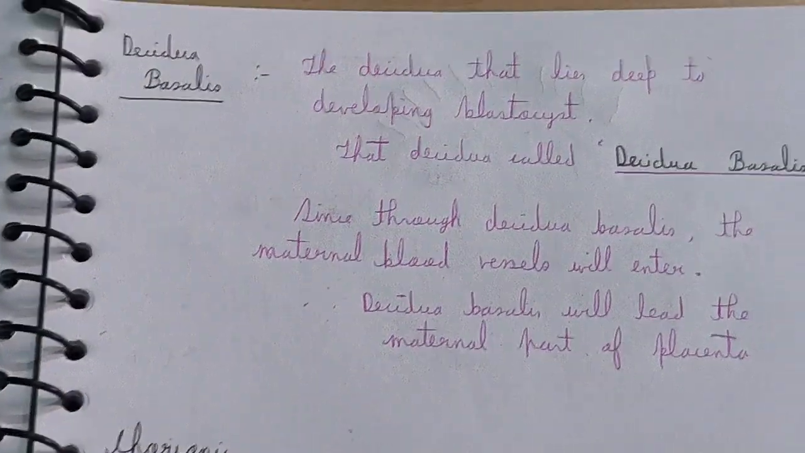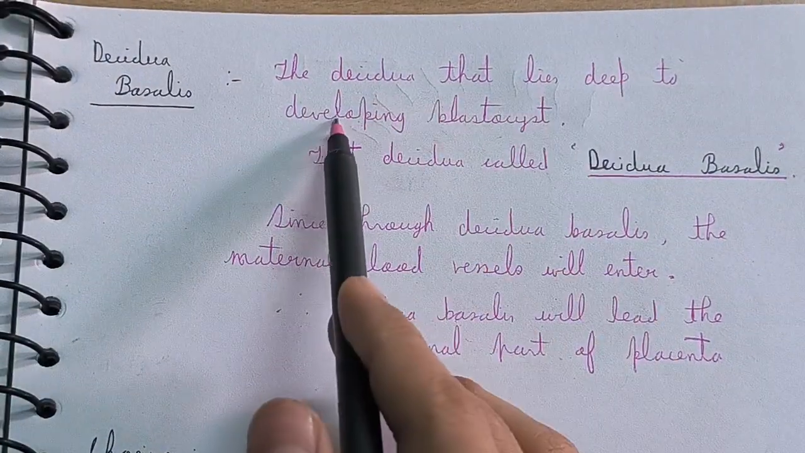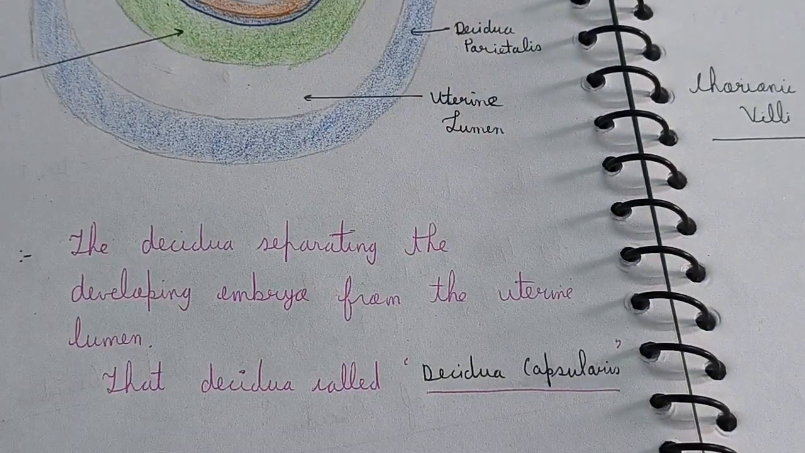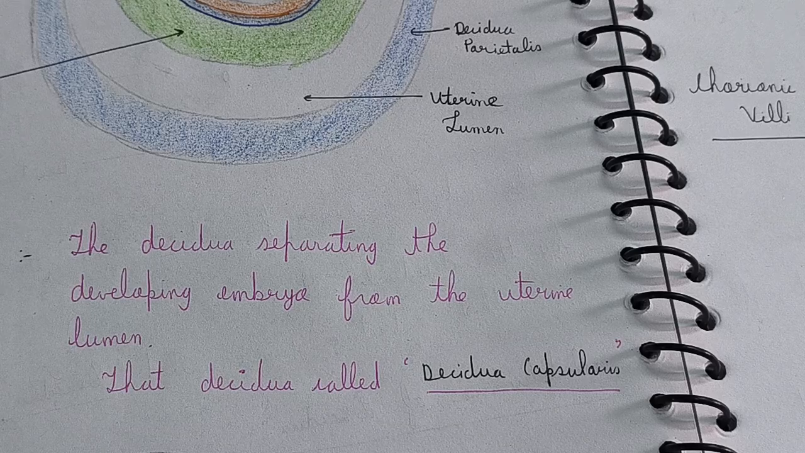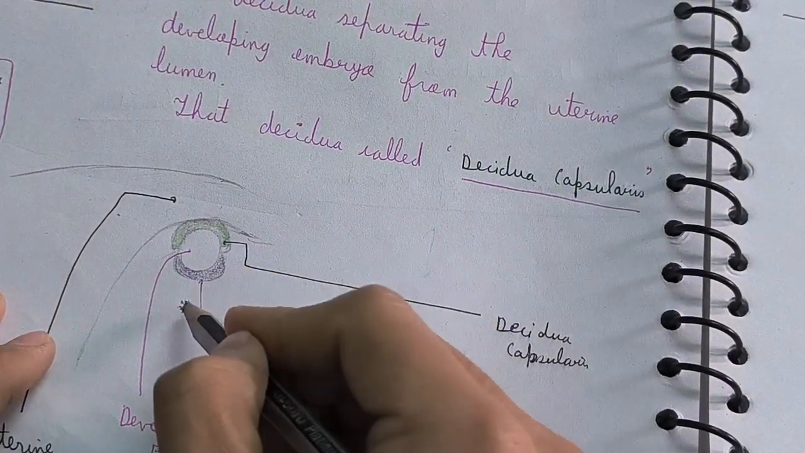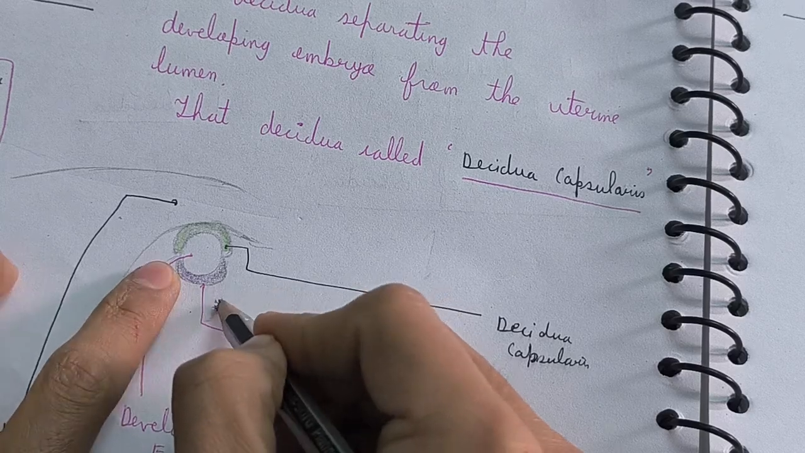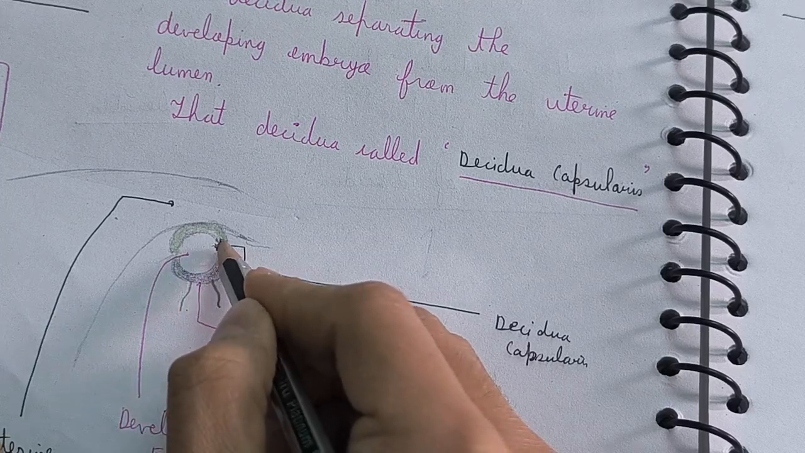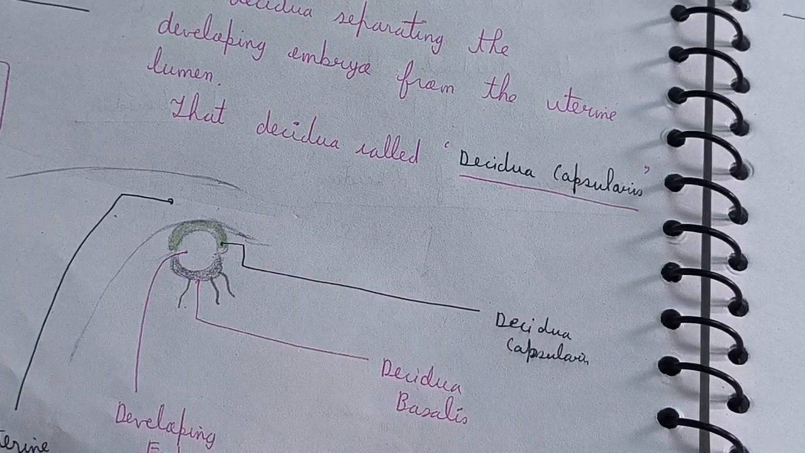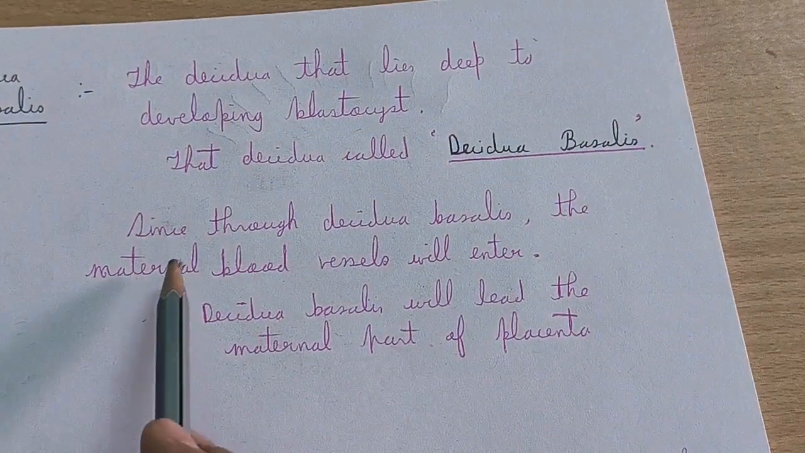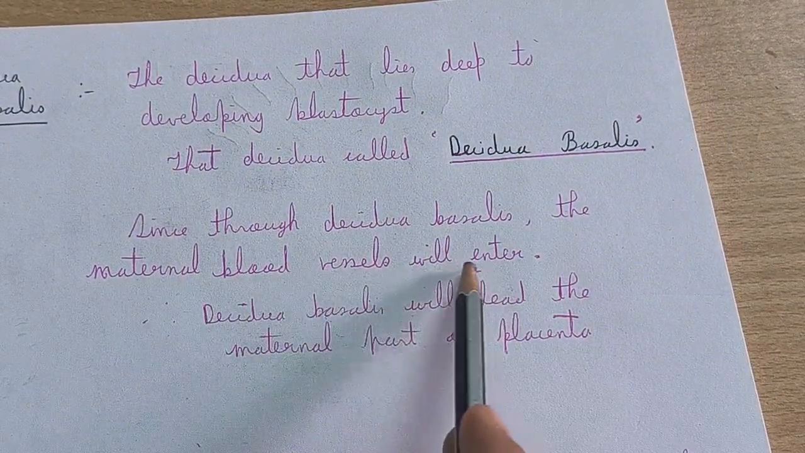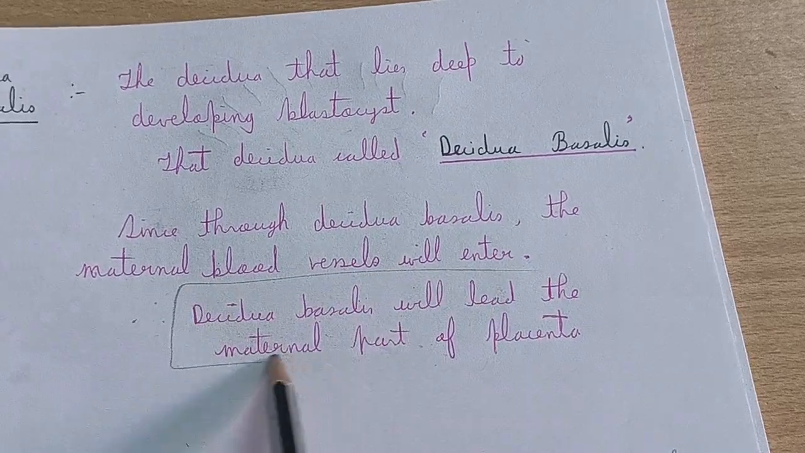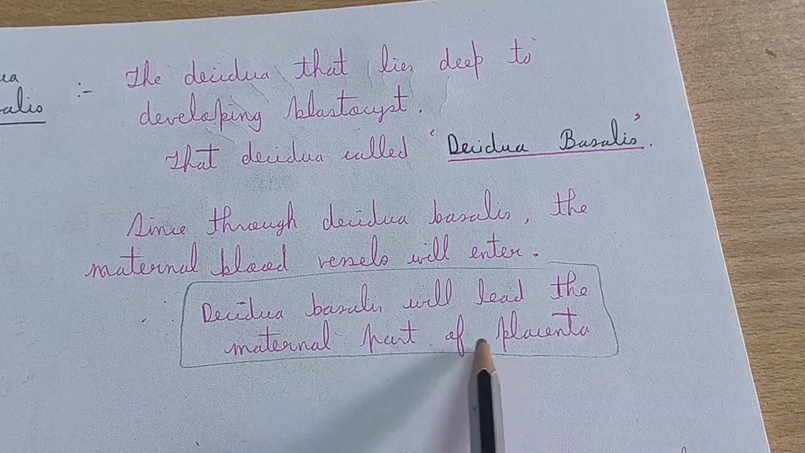So see the definition of decidua: the decidua that lies deep to the developing blastocyst is known as Decidua Basalis. Since in future maternal blood vessels will enter from this Decidua Basalis in order to provide nutrition to the developing embryo, I have written that this Decidua Basalis will lead to the formation of the maternal part of the placenta.